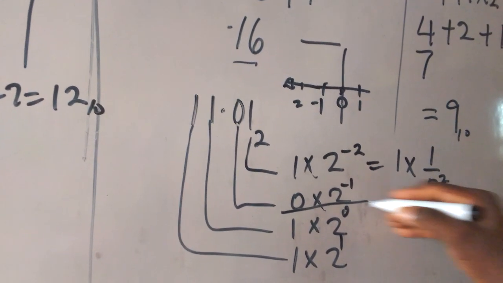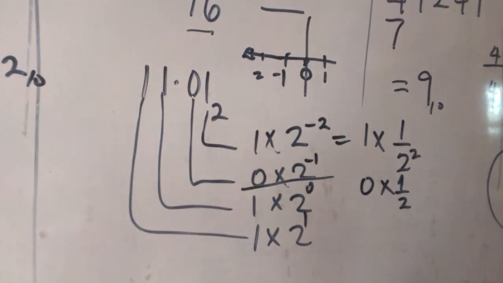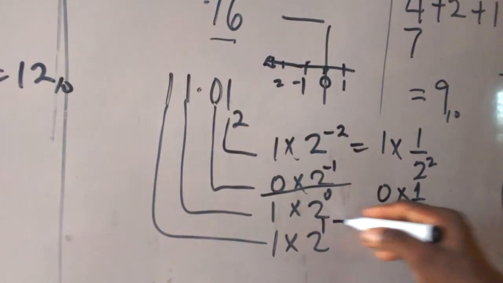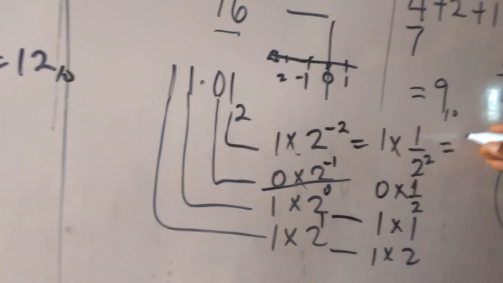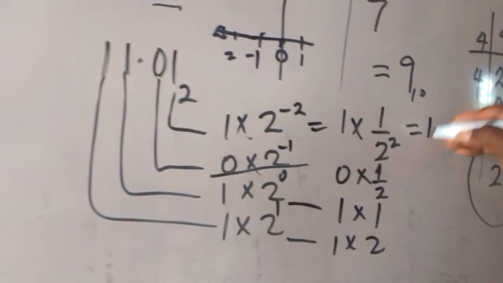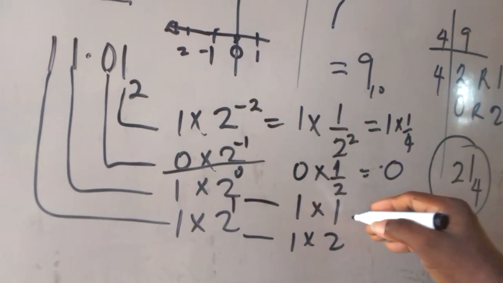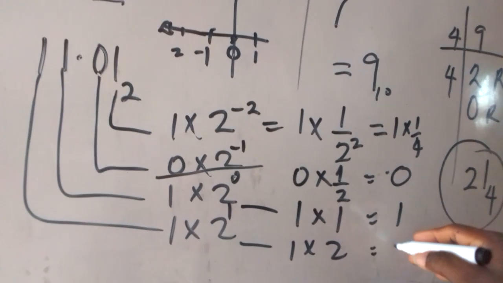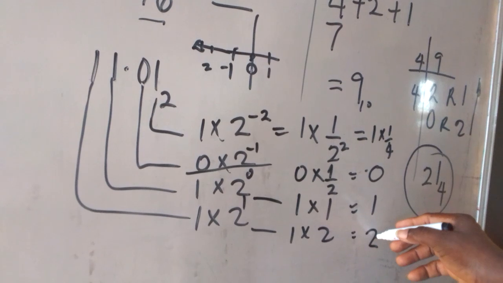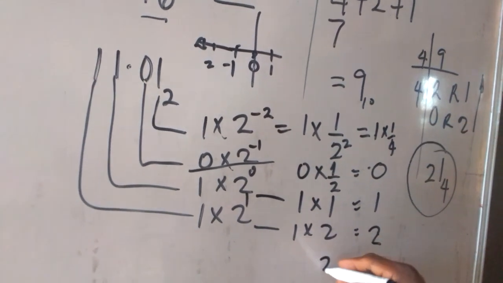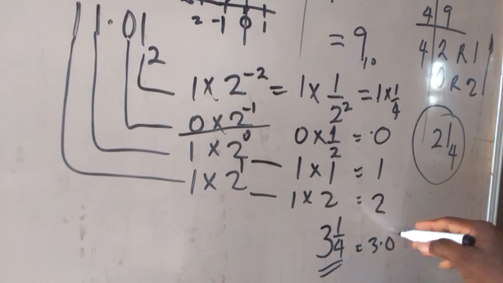Then this other one will be 0 times 1 all over 2 raised to power minus 1, which is now raised to power 1. Then this one will give me 1 times 1, and this one will give me 1 times 2. This answer here will give me 1 times 1 over 4, plus 0 times half is 0. 1 times 1 is 1. 1 times 2 is what? 2. So what will be my answer? This will be 1 plus 2, that is 3, plus 1 times quarter, which will now be 3 whole number, 1 over 4. That will be my final answer. Or you say 3.025.